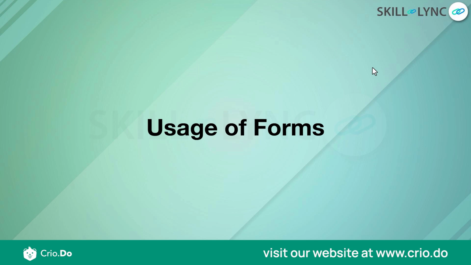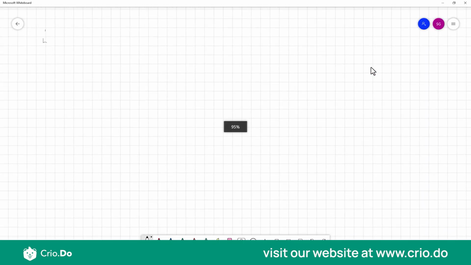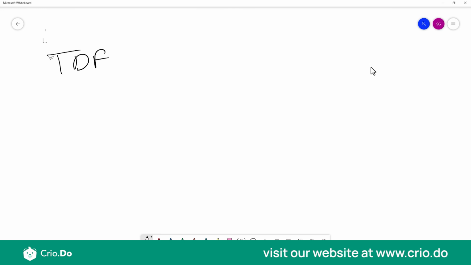So the next concept is the usage of forms, which we just discussed. To summarize, we use template driven forms only if the form is really simple and has no scope to scale in future, like adding new inputs and features. For most other forms, reactive forms are the best option by all means, though the code we write may be more than that of template driven forms. Another important concept is that template driven forms are easy to write. A template driven form is easy to implement but difficult to maintain.